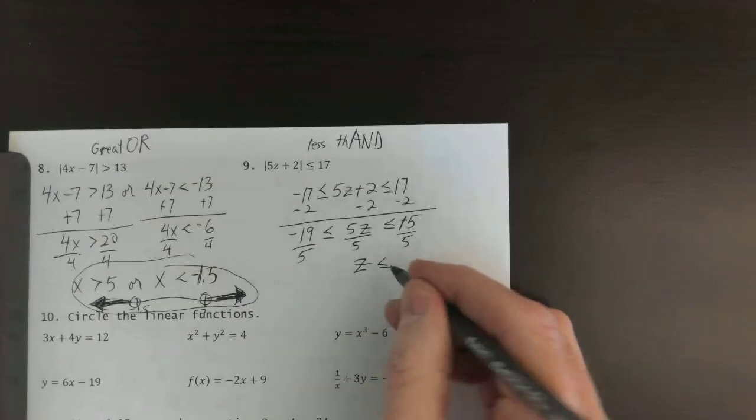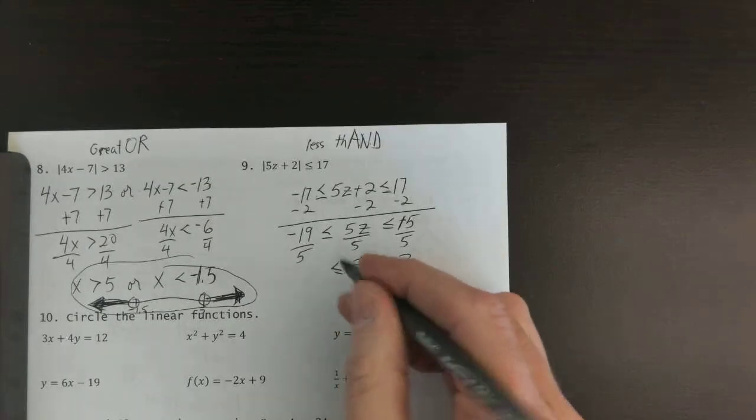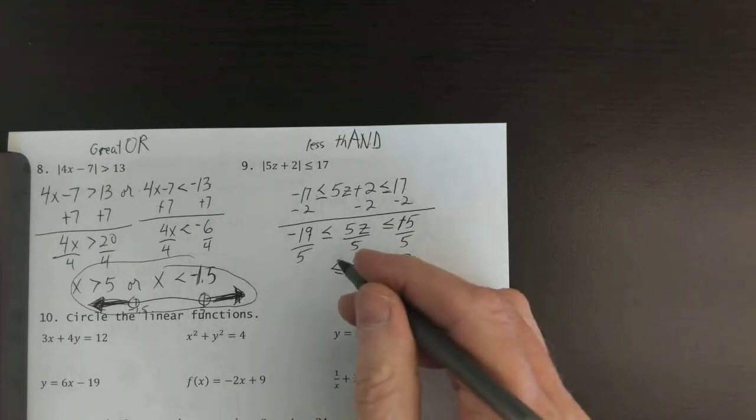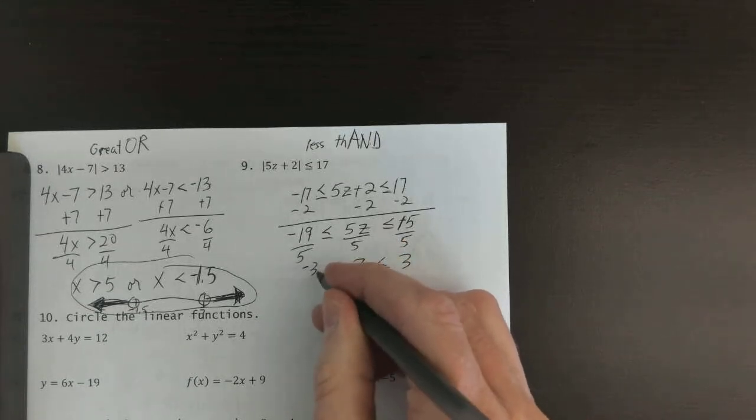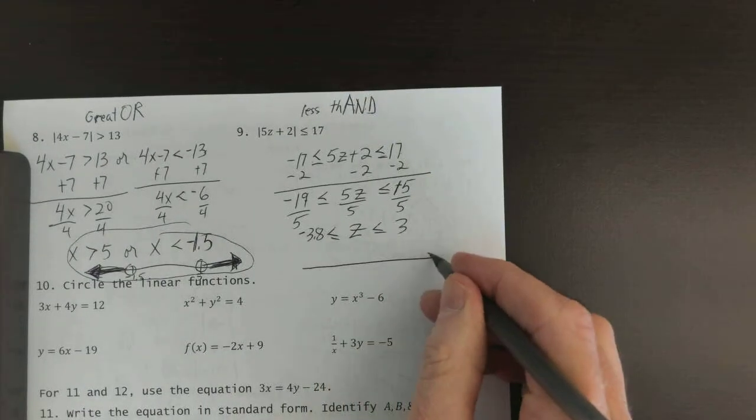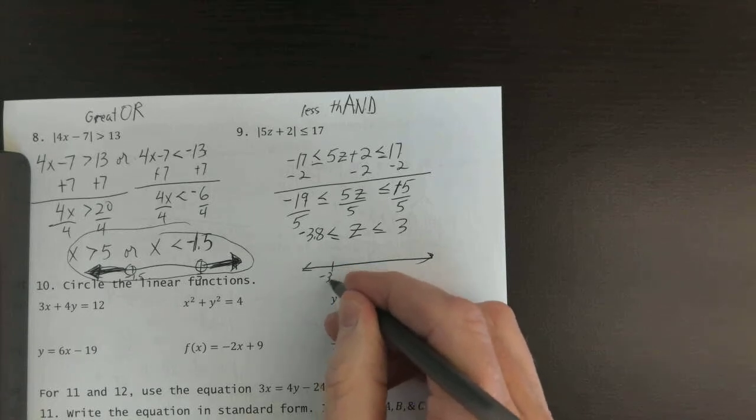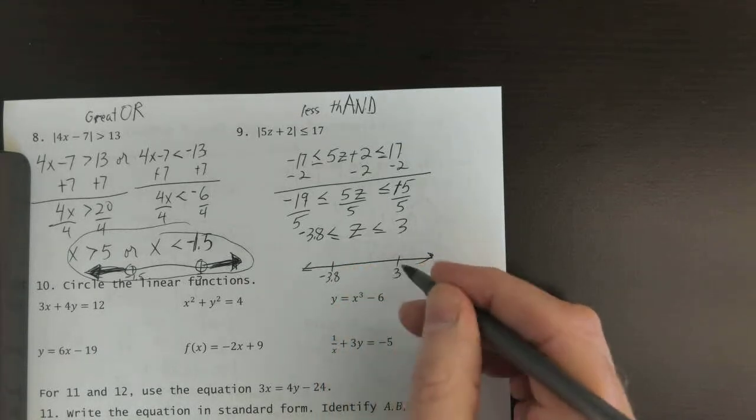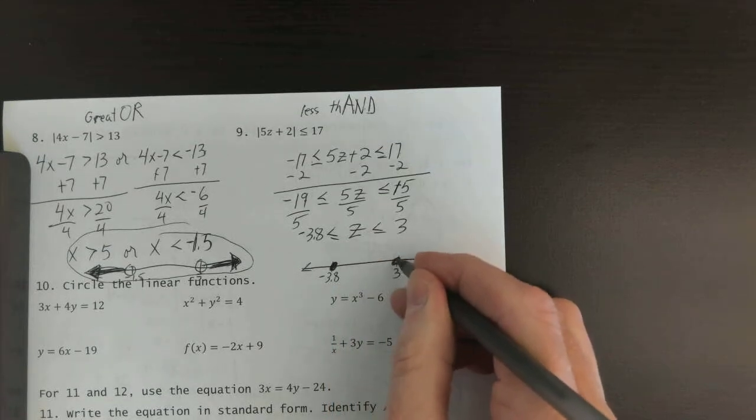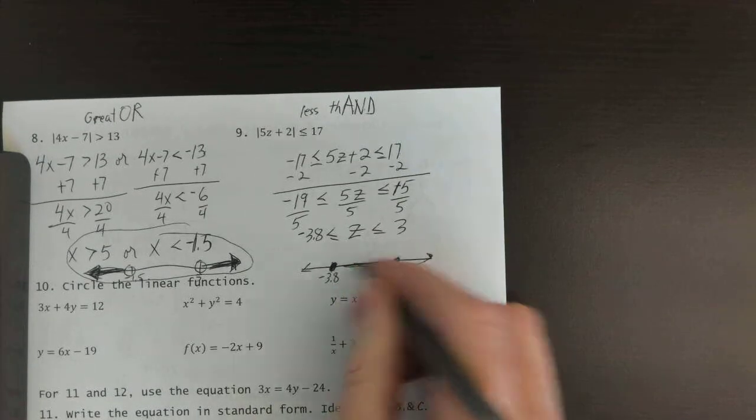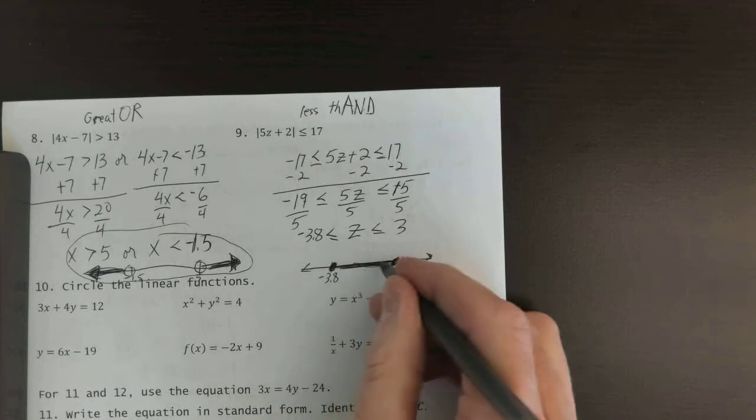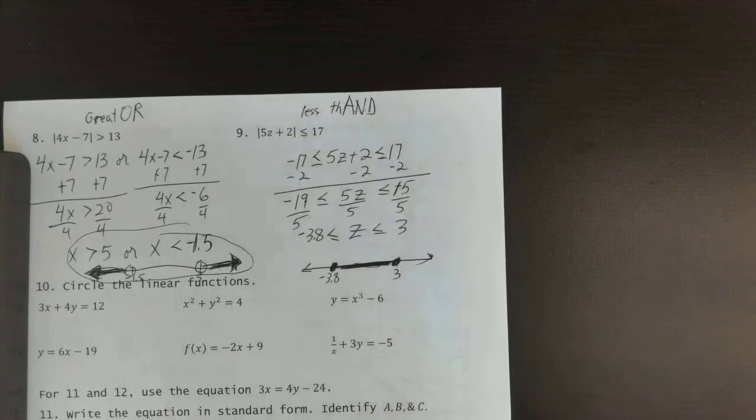That gets the z by itself. This is a 3. Negative 19 divided by 5 is negative 3.8. So I'm going to put negative 3.8 here. I'm going to put 3 here. This is an and situation, so I am going to shade right between those two. You got to be less than or equal to 3, and you got to be greater than or equal to negative 3.8.